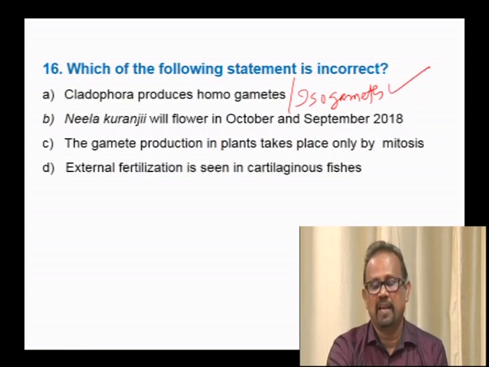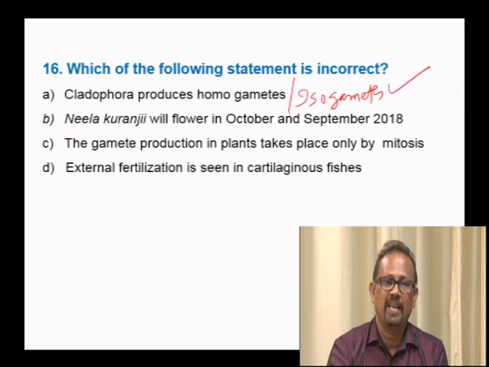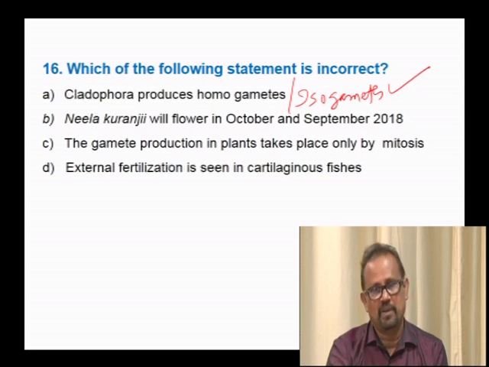Neelakuranji will flower in October and September 2018. So that is the next month. So you have all possibilities. If you go to the hilly regions of Kerala, hilly regions of Tamil Nadu and even Karnataka, you can see the flowers which bloom in the next month, October and September 2018. Because Neelakuranji is a perennial polycarpic plant which produces flowers once in 12 years. Last time it flowered in the year 2006. Therefore, this is also the correct statement.